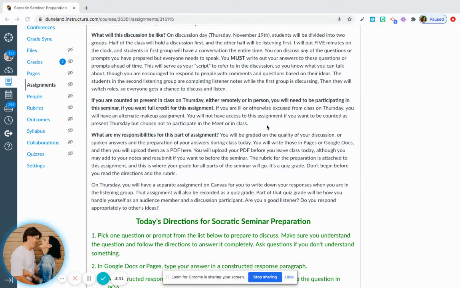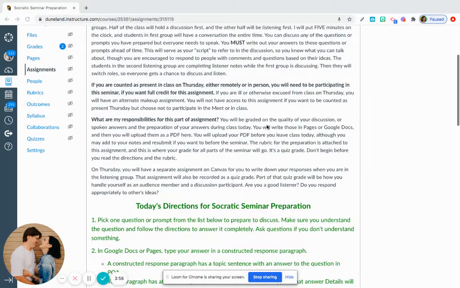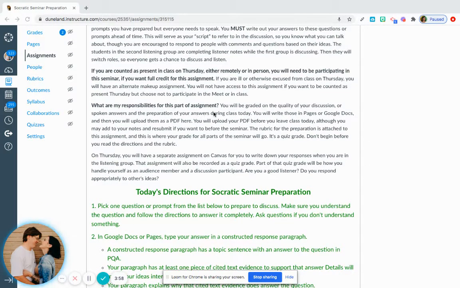Because it is a two-part assignment, you have to be present first in the discussion and also in the listening portion. So if you choose not to come to class that day or not to come to your remote meet, then there will be consequences for that, right? So what are your responsibilities? You will have this as a quiz grade.